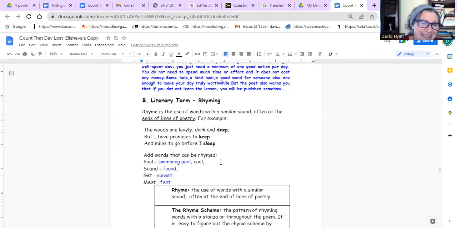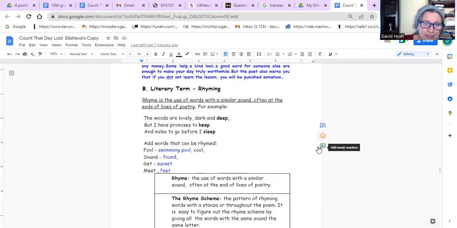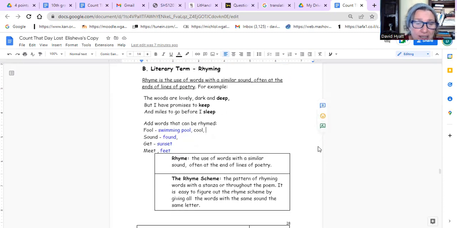You have the word sound, okay? So it must be O-U-N-D, ound. So I added the word found, but maybe you can find more words that end with ound. Then you have the word get, so I added the word sunset. But maybe, and I'm sure you can find other words, please add them, okay? That end with E-T, making the sound et.